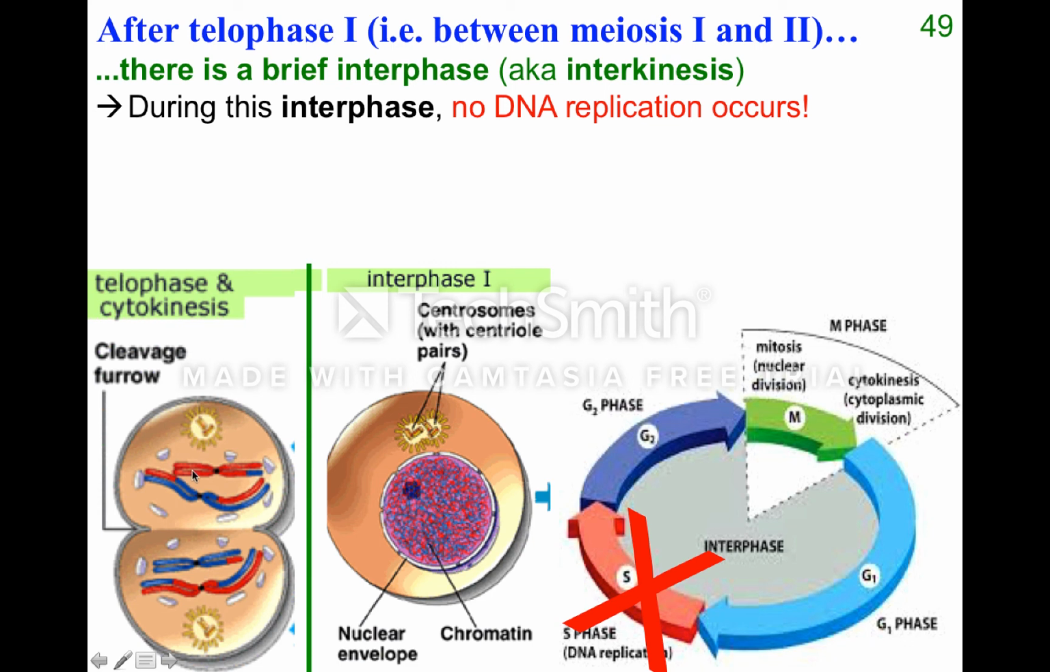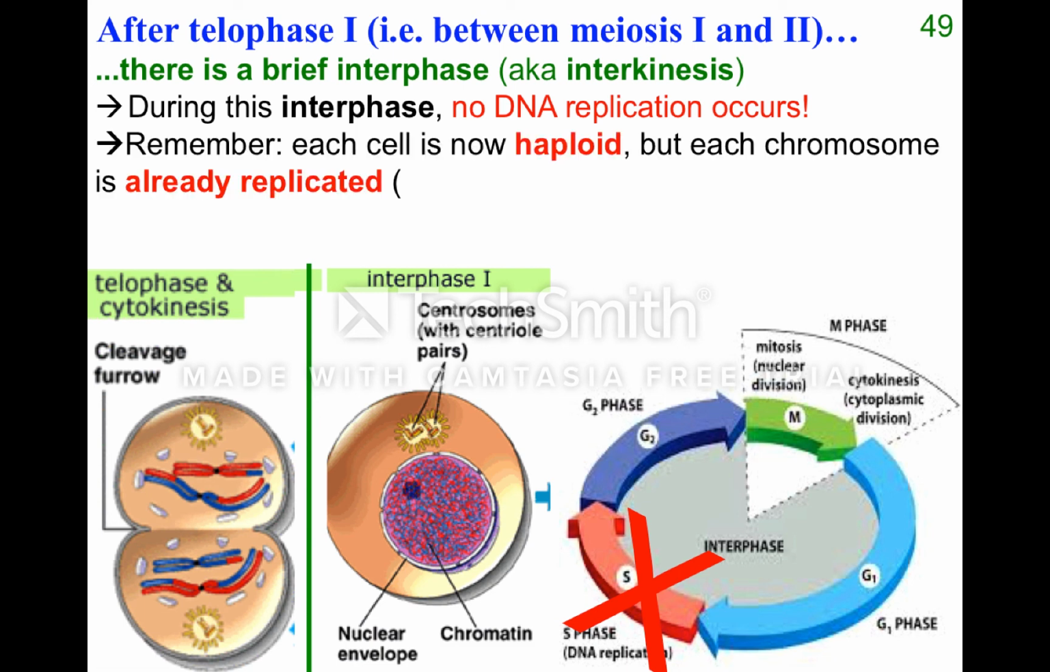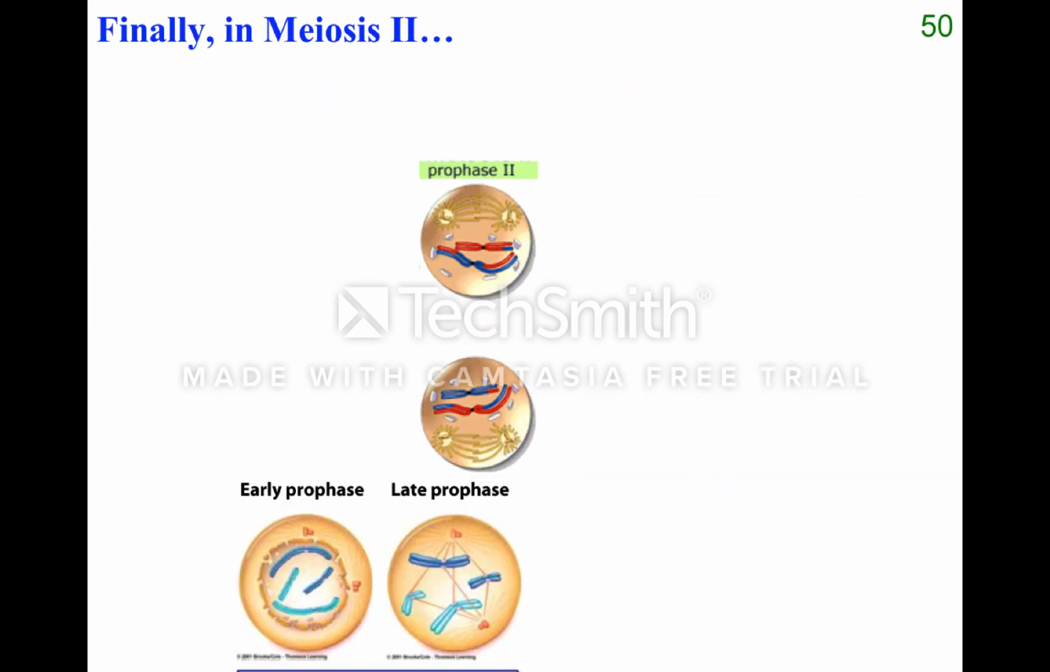All right, so this is great. We have a haploid cell. All we have to do is separate these so we don't have replicated chromosomes anymore. Each cell is already haploid, but the chromosomes are still replicated, so we just have to separate the sister chromatids with meiosis 2. For meiosis 2, everything's pretty much the same as mitosis, except that we only have 2 chromosomes, whereas mitosis in the same animal would have 4.